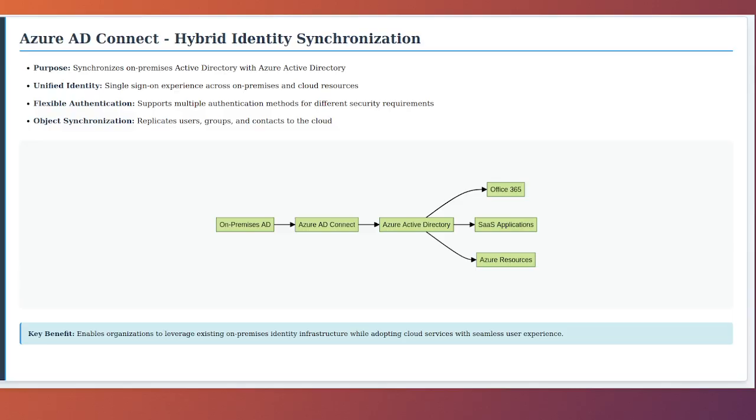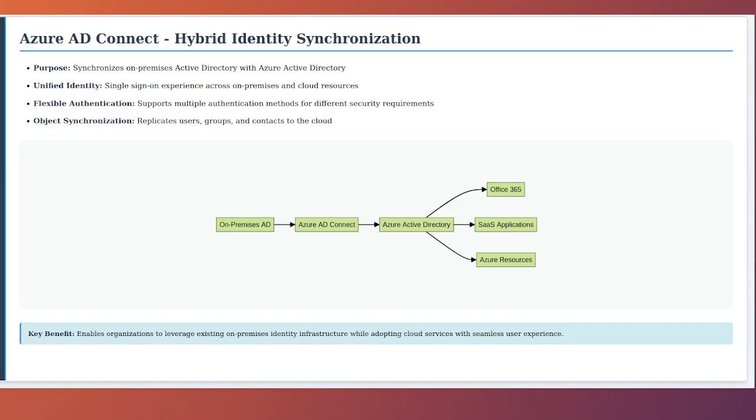This unified identity approach eliminates the need for users to remember multiple credentials and reduces the administrative overhead of managing separate identity systems. Organizations can leverage their existing on-premises Active Directory infrastructure while taking advantage of cloud services like Office 365, Dynamics 365, and thousands of SaaS applications integrated with Azure AD.